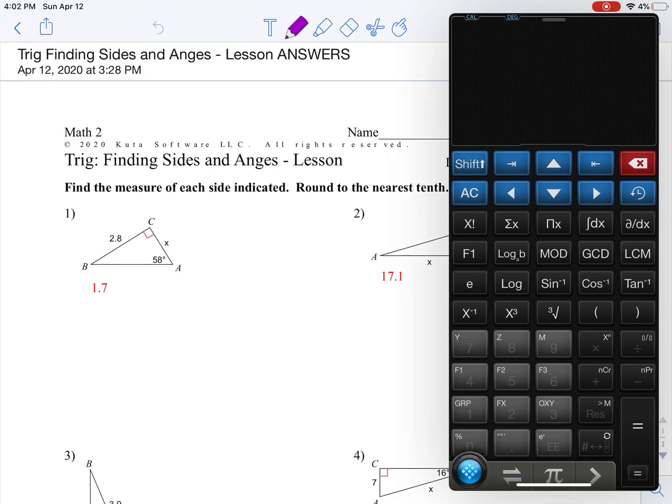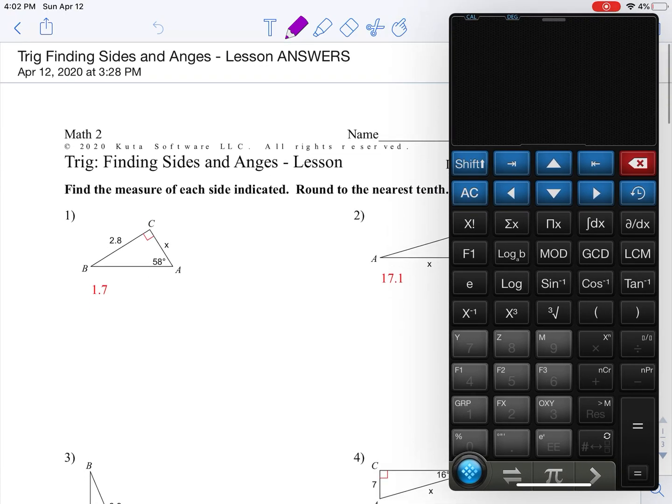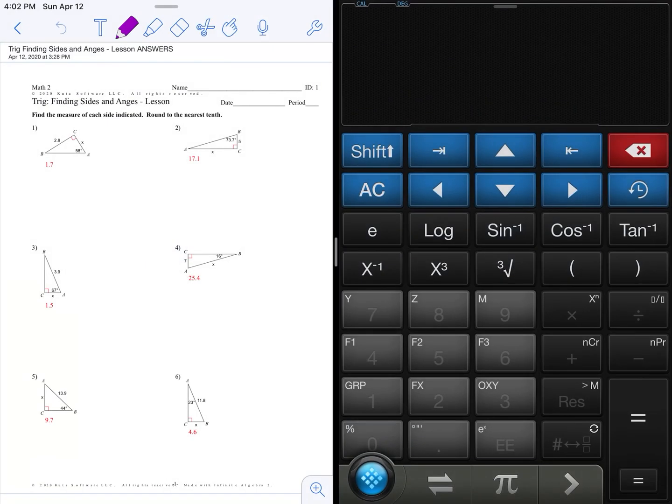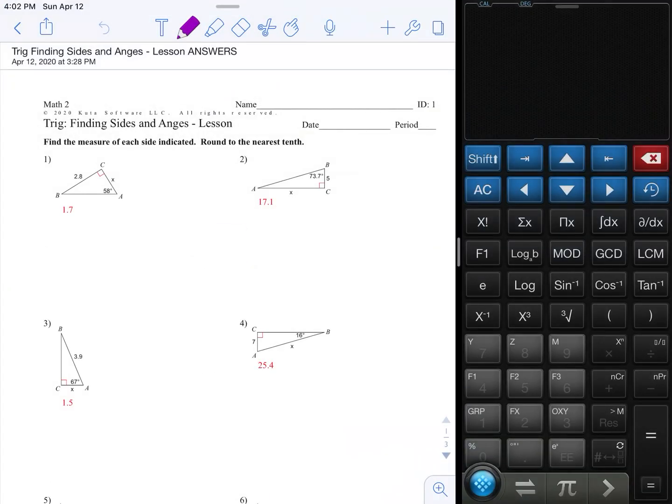This is a lesson that's going to continue on the sine, cosine, tangent stuff that we just did. Let me see if I can do split screen. There we go. That's what I wanted to do. The same stuff as we were doing before. Sine, cosine, tangent. SOH CAH TOA. Now we're just going to put it into play.